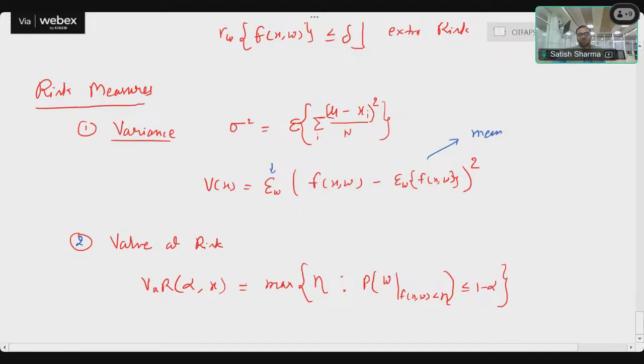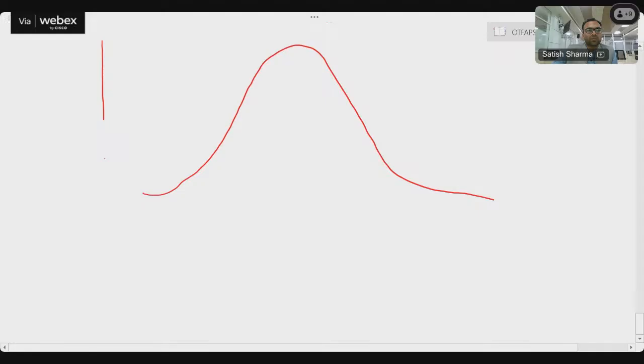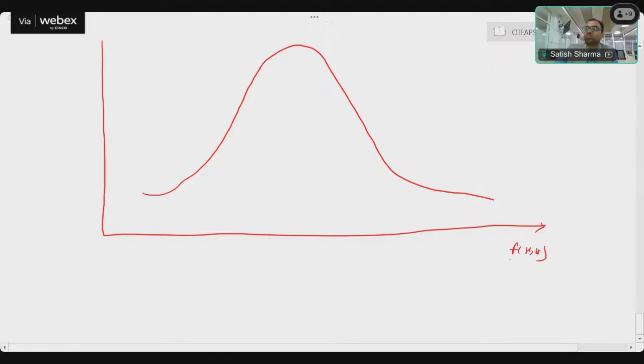at risk. So let's see how the value at risk can be explained. Let's say this is the profit curve, and this is my f(x, w). Different values, and for each value some probability pi_w is given on this particular axis. So this is my profit distribution over the different scenarios.